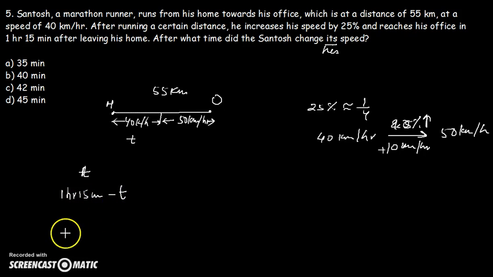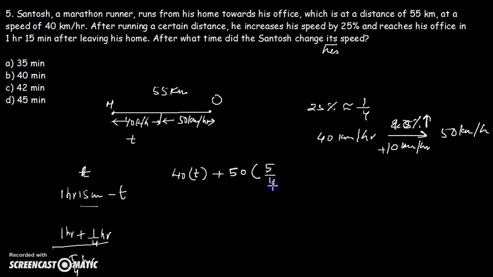Right? 1 hour 15 minutes is nothing but 1 hour plus 15 minutes is 1/4 of an hour, quarter of an hour. So you can easily write 1 by 4 hour. This will be 5 by 4 hour. Okay. So he travels at 40 km per hour for time t, and he travels at speed 50 km per hour for a time 5 by 4 hour minus t. Okay, and this distance is given as 55 km. We have done nothing but speed into time for the entire journey.